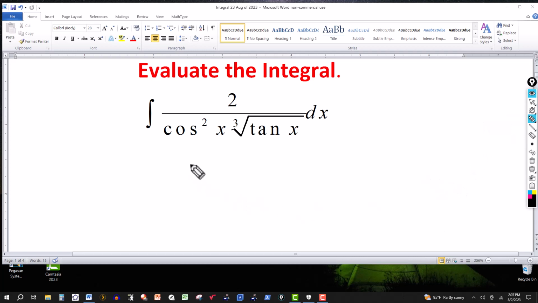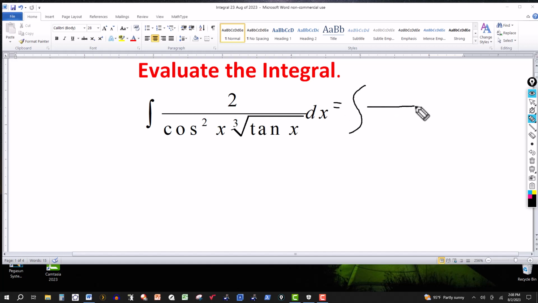Okay, for this one here, we have cosine and tangent, ignoring the radical here in the square. Normally I like to work with cosine and sine or tangent and secant. So if you're looking for a standard u-substitution, rewrite the integral.